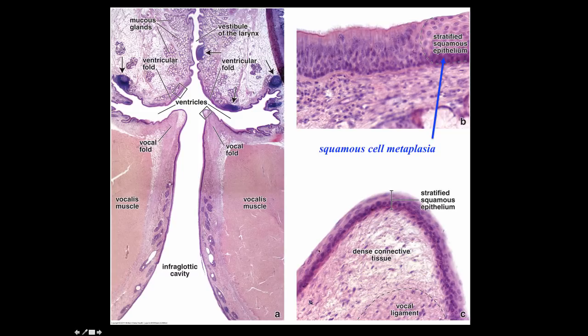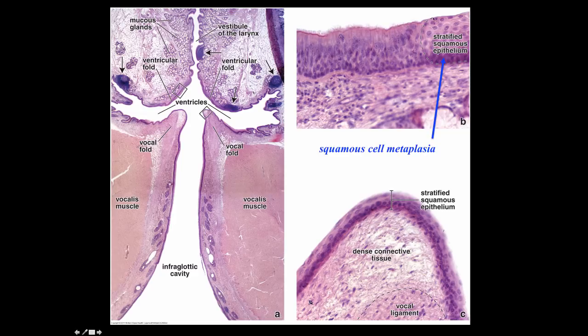And here on the image on the bottom is just a higher power view of the vocal fold. You can see it's covered by a stratified squamous epithelium. There's dense connective tissue underlying that epithelium and the vocal ligament, and then you can see the epithelium in the ventricular folds, a typical respiratory epithelium.